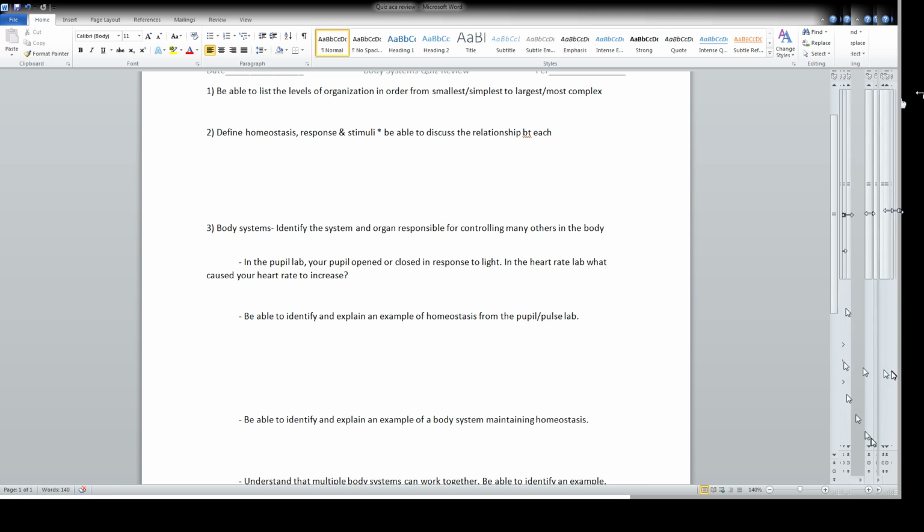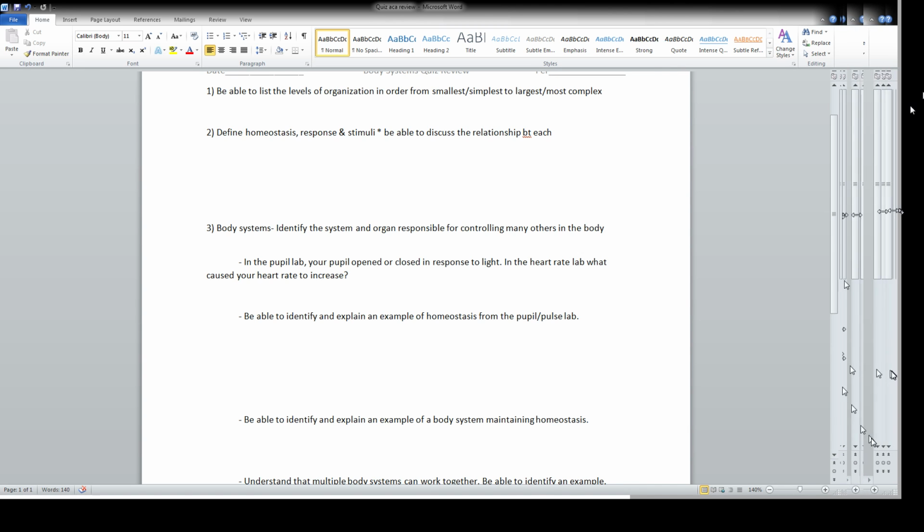Feedback mechanisms. How do they work? How do they help maintain homeostasis? Feedback mechanisms in general. How do I want to word this? My mind just totally went blank on me for a second.